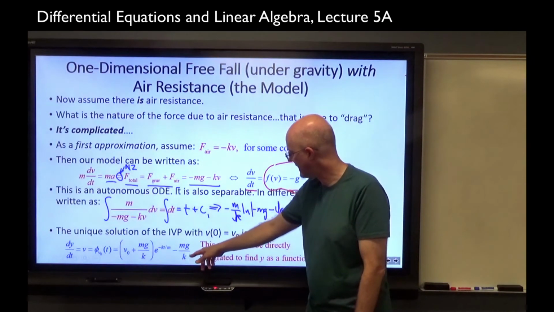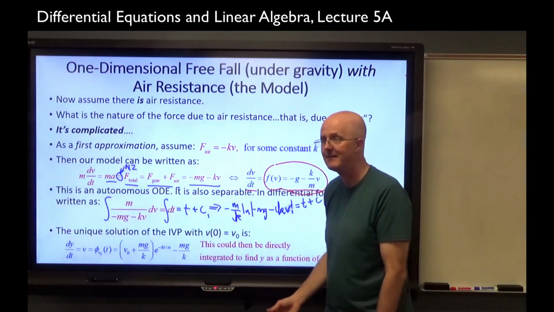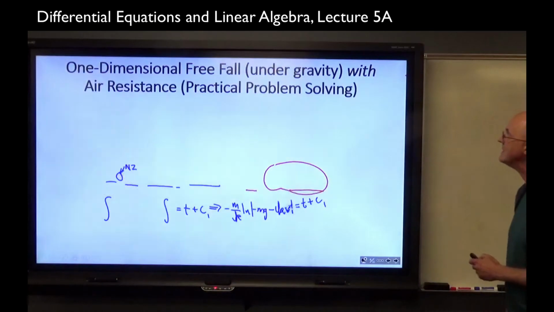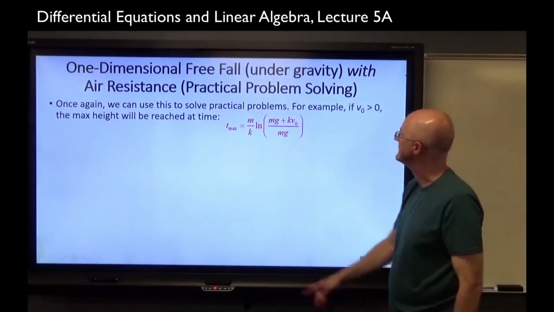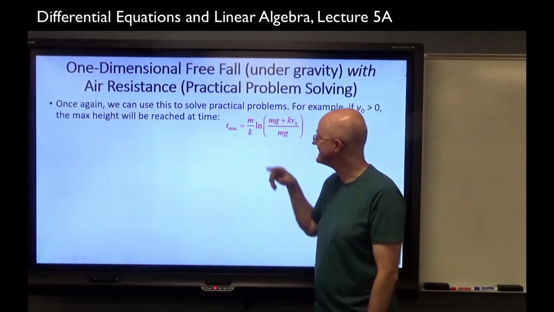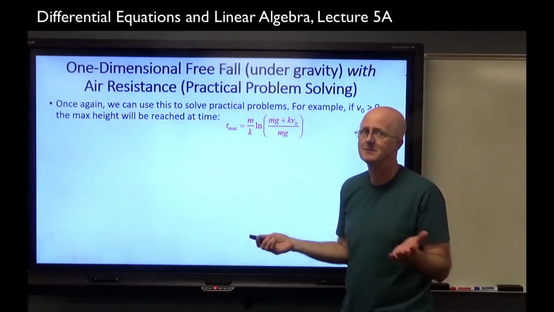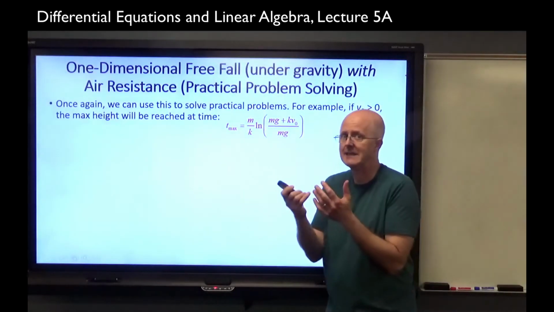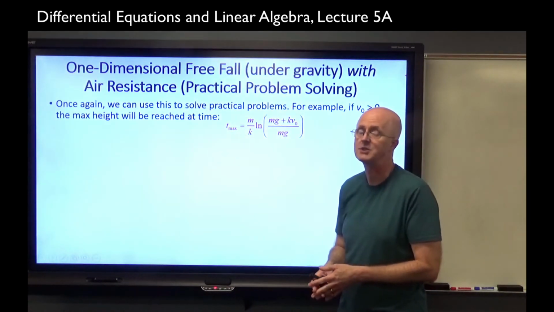So set this equal to 0, solve for t. I'd add mg over k to both sides. I'd divide both sides by this. I'd take the natural log of both sides. In the end, if you do that, you should check that you're going to get this thing right here. The time of the maximum height is this. And again, the max label subscript is optional. Don't let it confuse you. I'm just using it to emphasize, hey, this is the time when the maximum height is reached according to this model.